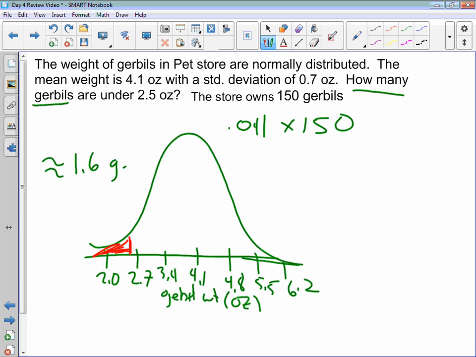Now, can you have 1.6 gerbils? No, you cannot. So we would say 1 or 2. But 1.6, remember, when we're dealing with statistics, you can have an average of 2.5 kids. So we can say we would expect 1.6 gerbils because it's really an average if we did it multiple times, because it's a probability.